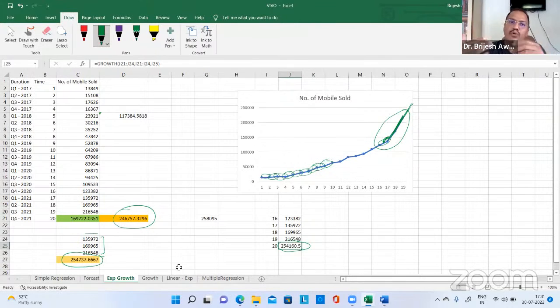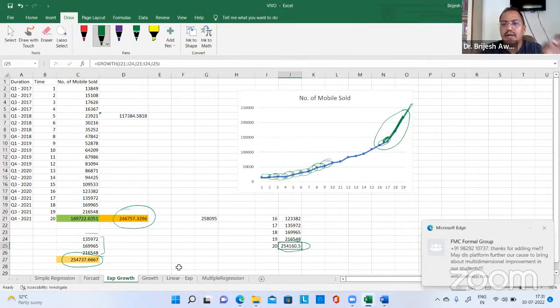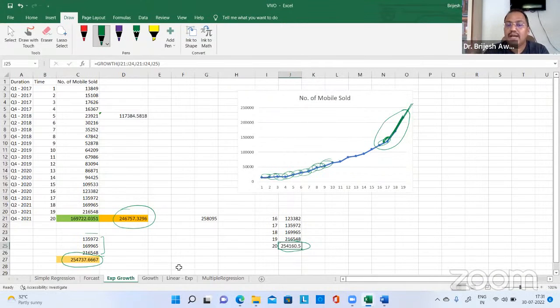And what we are going to do is apply different methods of forecasting on that time series. After applying the different methods of forecasting, we will check which method is more accurate for that particular time series. Yes or no? Okay, sir.